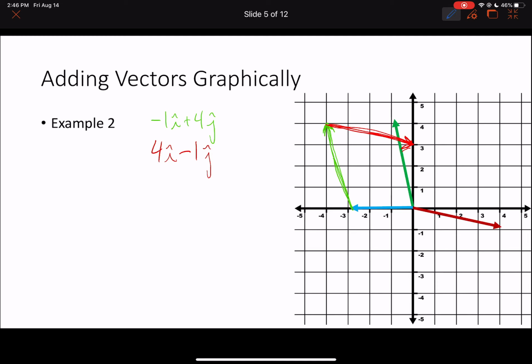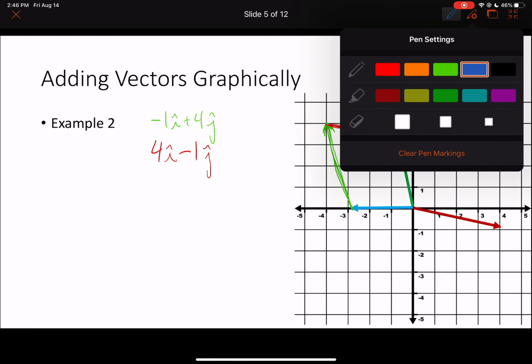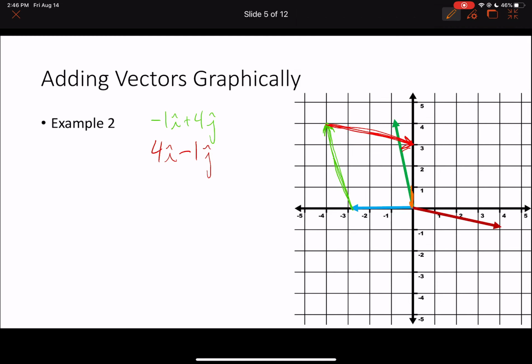And our resultant vector ends up being, let me actually use orange, this vector that goes from start to finish. We started here, right? Because we did blue first. And then we added the other vectors. And then we got to the end here. And so our resultant vector is from start to finish. And it looks like our resultant vector starts at 0, goes up 3. And so our resultant vector is 3 j hat.